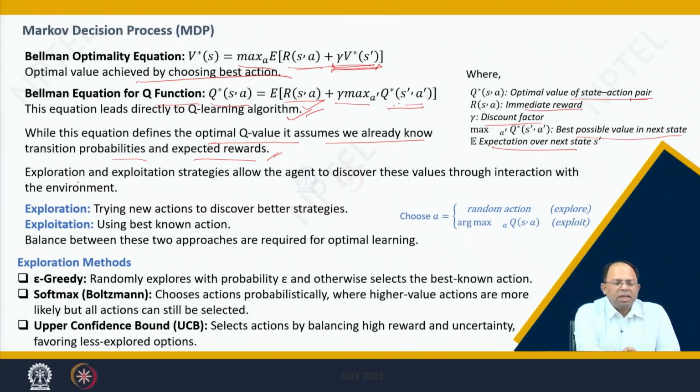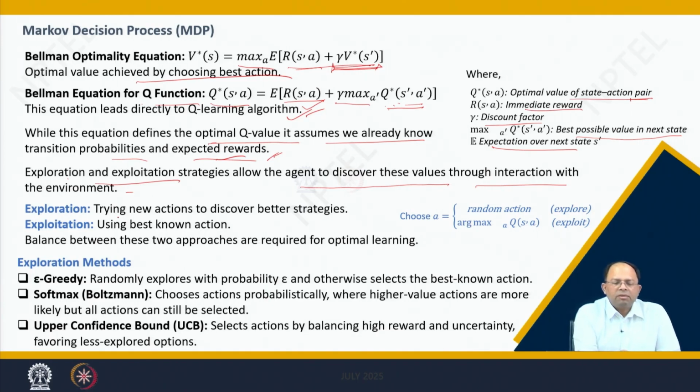Exploration and exploitation are two strategies that allow the agent to discover these values through interaction with the environment. That means it will do several things, find out what result it is getting, and from there it will learn the expected rewards and the transition probabilities. So these are the two strategies, one is exploration and one is exploitation.